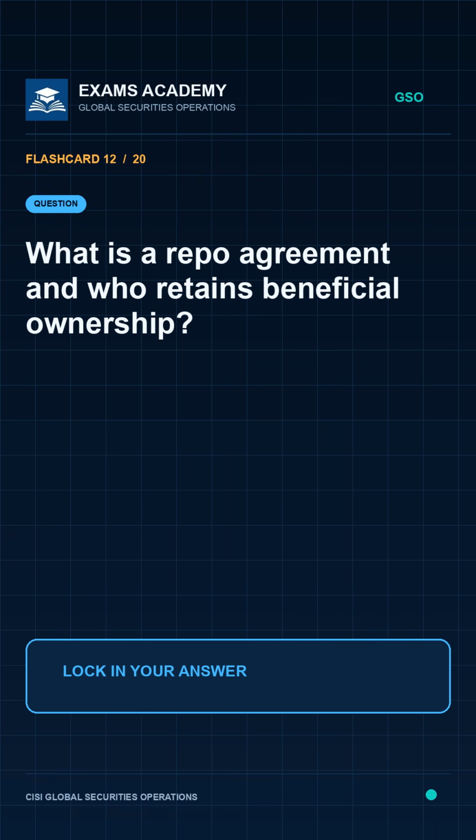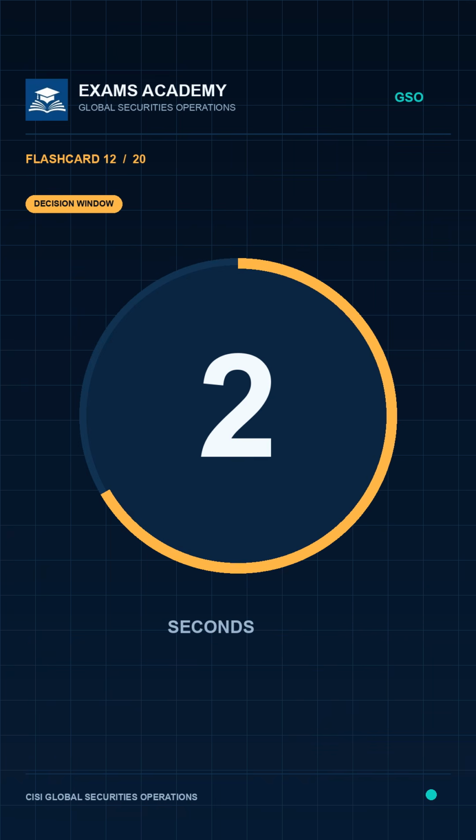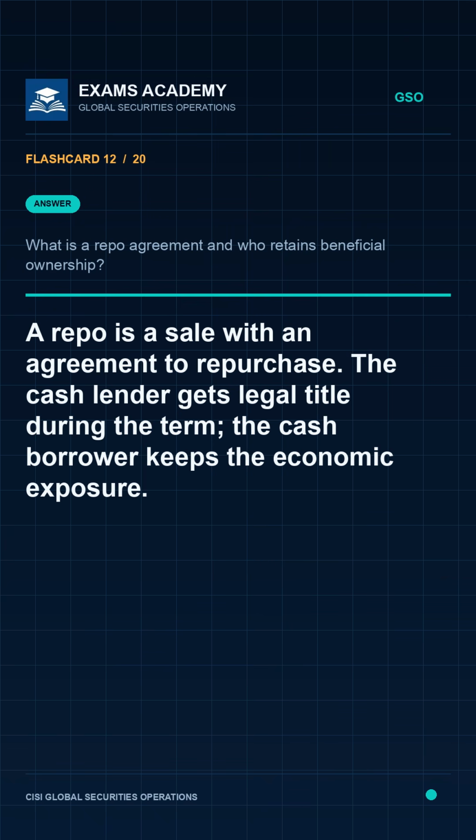Question 12. What is a repo agreement and who retains beneficial ownership? Answer. A repo is a sale with an agreement to repurchase. The cash lender gets legal title during the term. The cash borrower keeps the economic exposure.